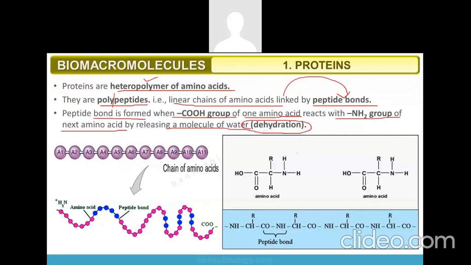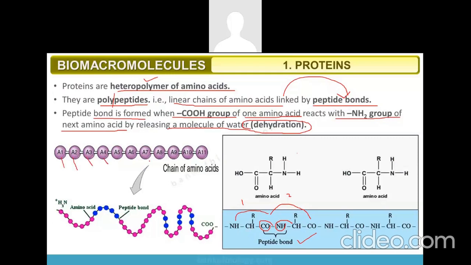A peptide bond is formed when the carboxyl group of one amino acid reacts with the amine group of the next amino acid, releasing a molecule of water in a process called dehydration. So you can find how this happens. There is a COOH group here, and it bonds to the amine group of this amino acid. Let us name this as 2 and let us name this as 1.